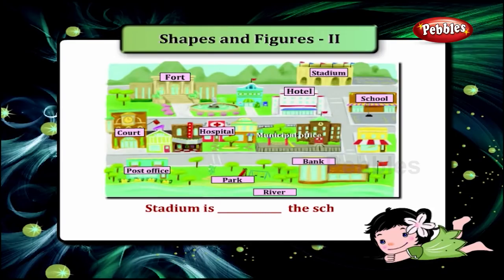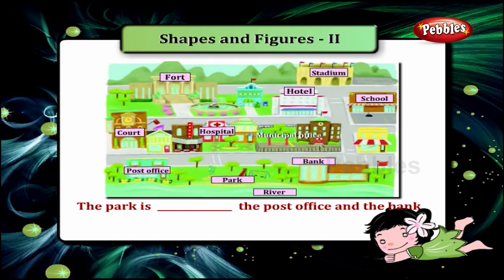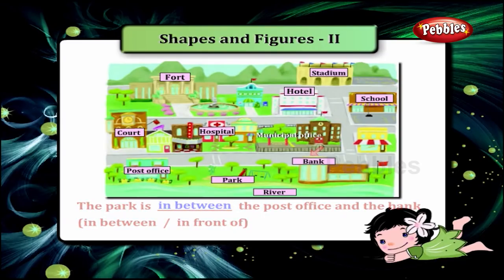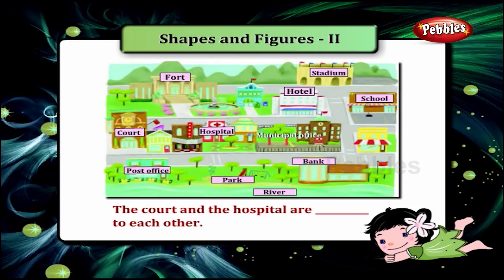Stadium is dash the school, adjacent or behind. Stadium is behind the school. The park is dash the post office and the bank, in between or in front of. The park is in between the post office and the bank. The court and the hospital are dash to each other, behind or adjacent. The court and hospital are adjacent to each other.